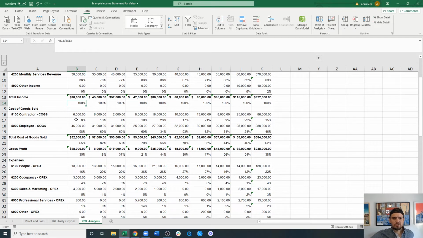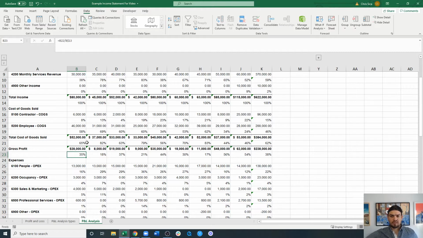If we look at our contractor COGS in the month of January, our contractor COGS were 8% of revenue, and our employee COGS were 58% of revenue. So when you take those two things out, you get our total cost of goods sold. And when you take that from revenue, you get our gross profit. So our total cost of goods sold in January were 65%, and our total gross profit was 35%.